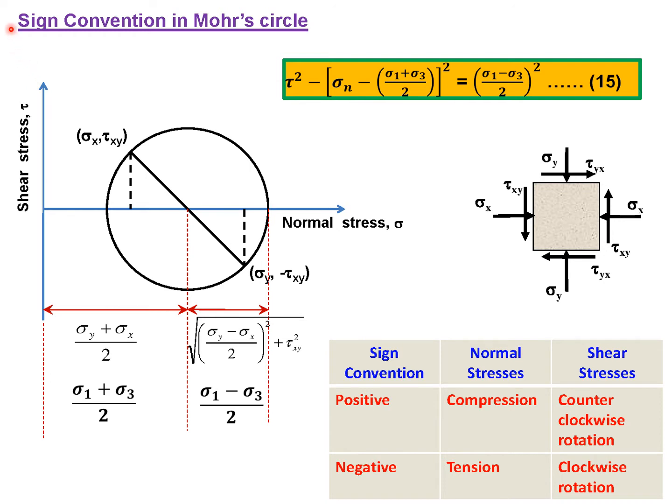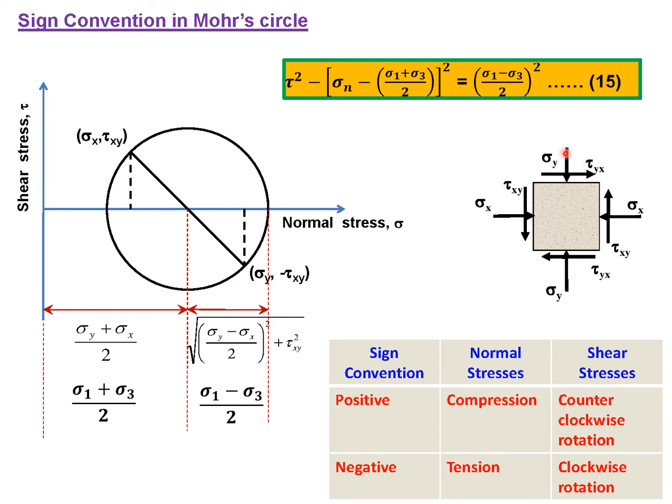Well, this slide is meant for the sign convention in Mohr circle. So basically Mohr circle is being drawn by using this equation. And if you look at this element again, you can see that here sigma x is acting, here sigma y, and again sigma x, and here sigma y. Obviously this is in the x direction, that's why sigma x. This is in the y direction, that's why this is sigma y.